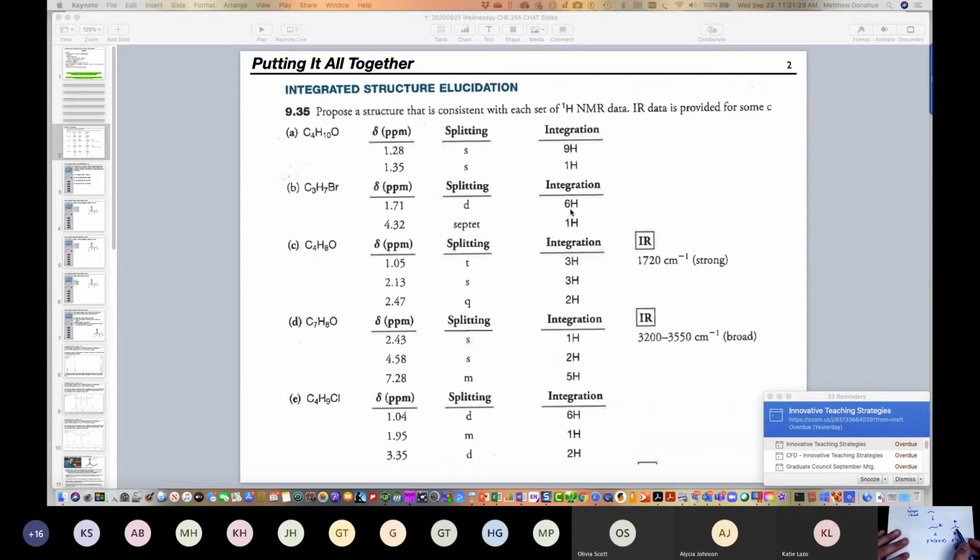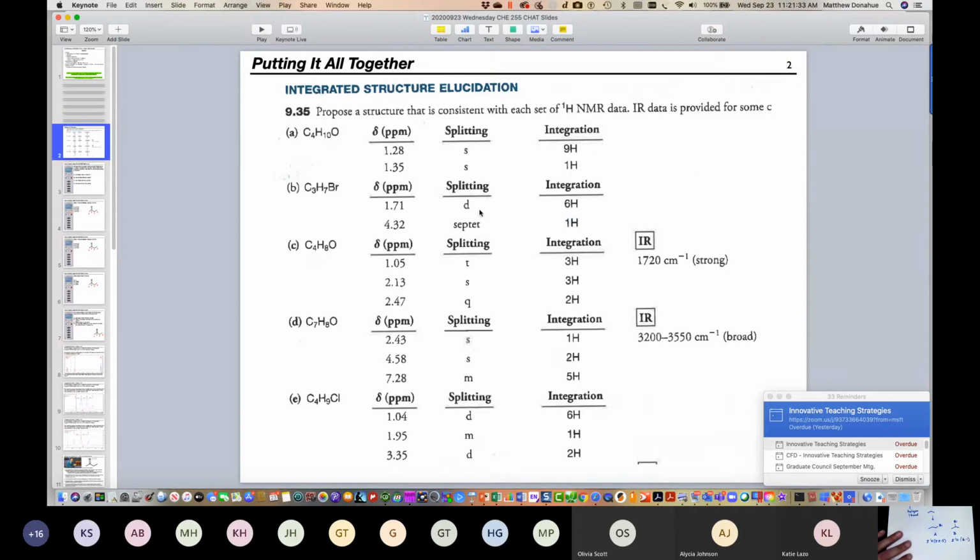And so the splitting, does the splitting make sense? Why do the methyl groups appear as a doublet? These are equivalent methyl groups. There's one neighbor, so n plus 1 gets you 2, that's your doublet. This methine CH has 6 neighbors, 6 plus 1 is 7, that's your septet.